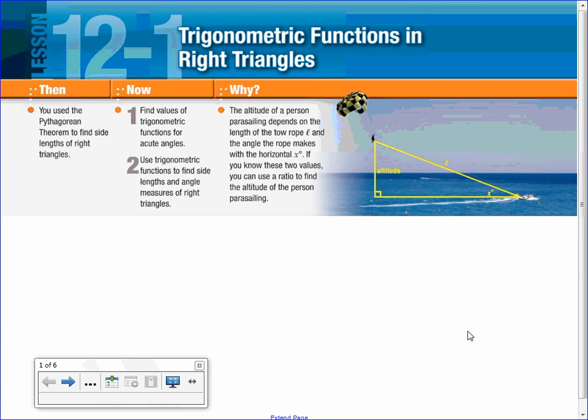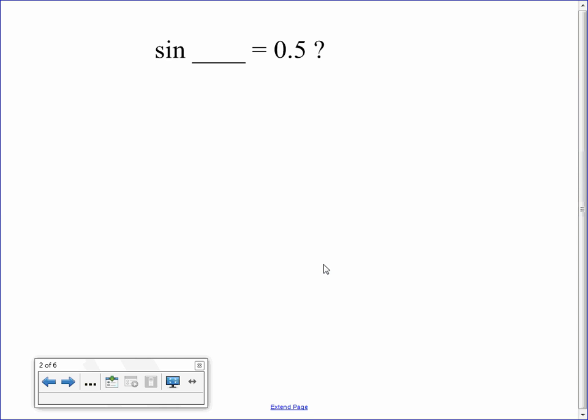Good morning. This is part 4 of lesson 12.1, trigonometric functions in right triangles. Our goal today is to find an angle when given only two sides. Now, the first thing we need to talk about is from part 3 yesterday.